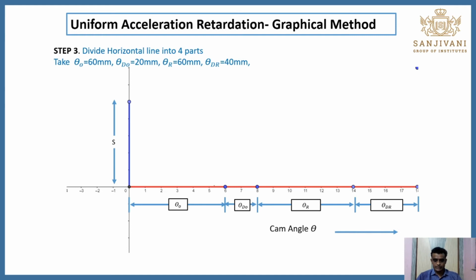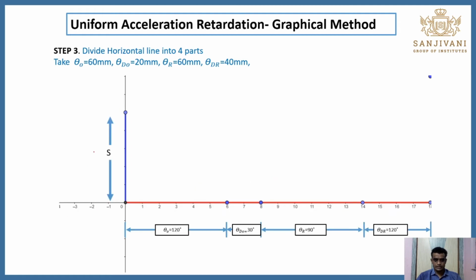Okay, before that, take these distances: this distance is 60 mm, this is 20 mm, this is 60 mm again, and this is 40 mm. That means the total distance is 180 mm.